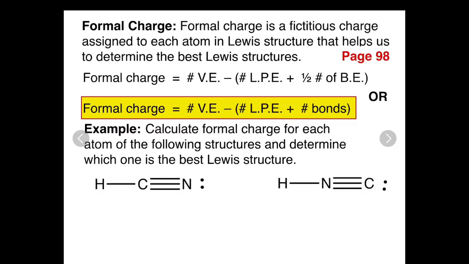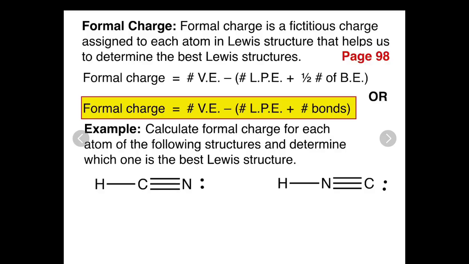So for the example here, I have two examples, and these two are very similar. The difference between these two structures is the central atom, right? This one has carbon as the central atom. This one has nitrogen as the central atom. We are going to take a look at which one would be the best Lewis structure, to put carbon as the central atom or to put nitrogen as the central atom. So we are going to determine that.